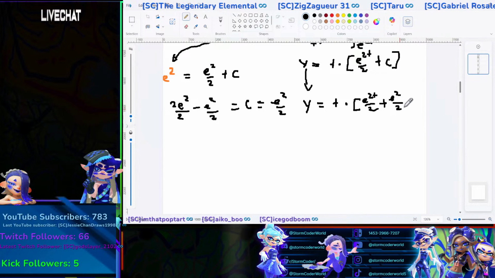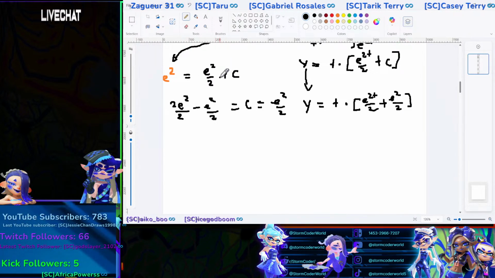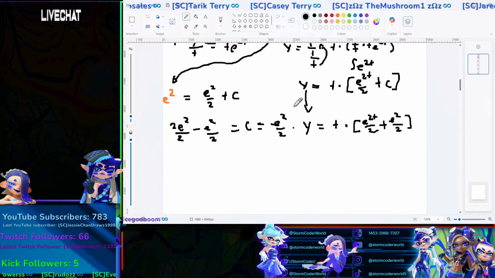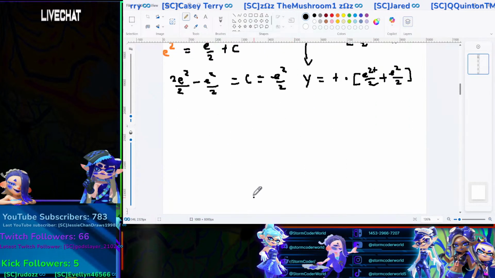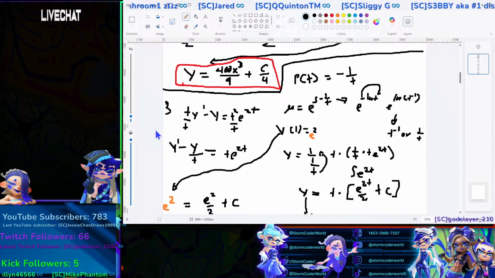E2 over 2. So in this case, this is the direct function, and this is what it would be here. So that solves my initial value problem. And this was for part A, so I'll make sure to clearly label that.